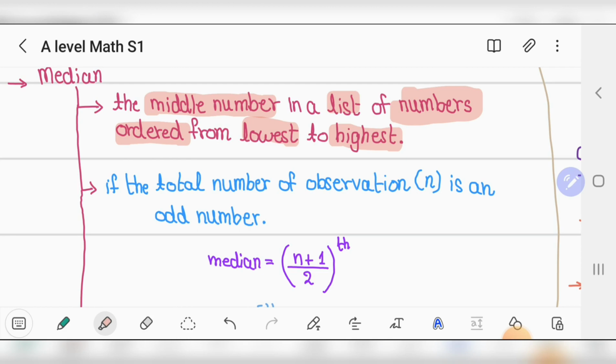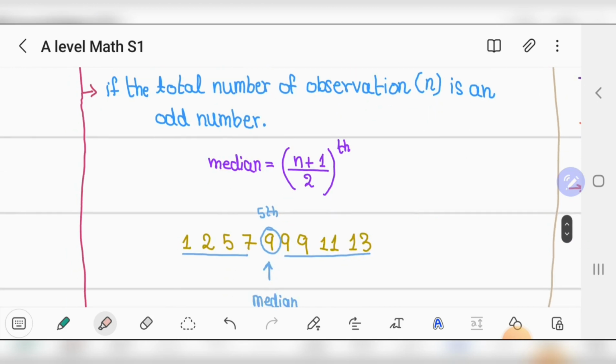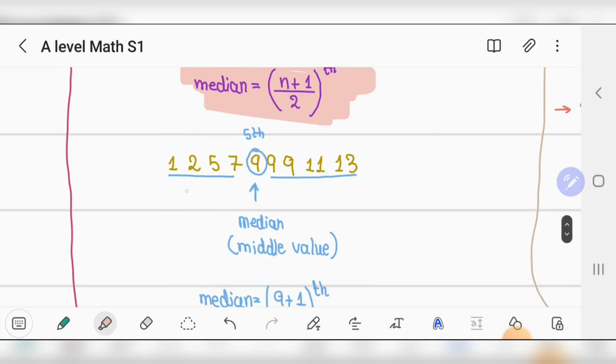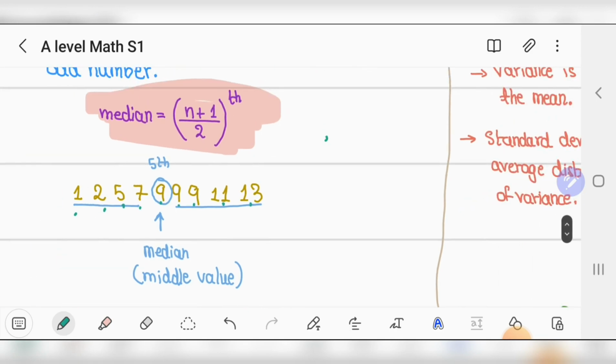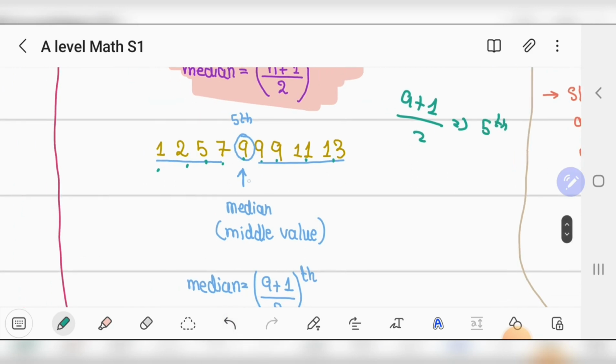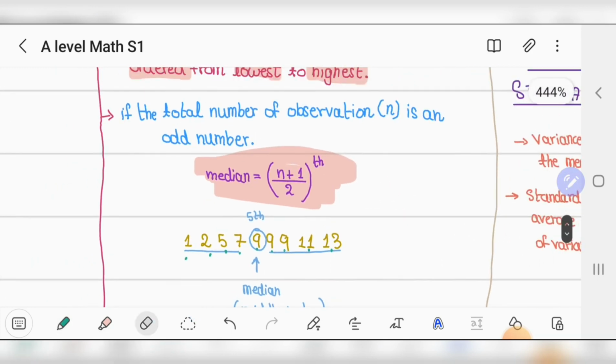Number 2: it doesn't matter whether the total number of observations is odd or even, you need to use this formula. For example, if we have 1 2 3 4 5 6 7 8 9, that's 9 observations, and 9 plus 1 is 10, and 10 upon 2 is 5, so it's the 5th position. This is the middle value, the median. When the total number of observations is odd, it is easiest to find the median because it doesn't give a decimal value.